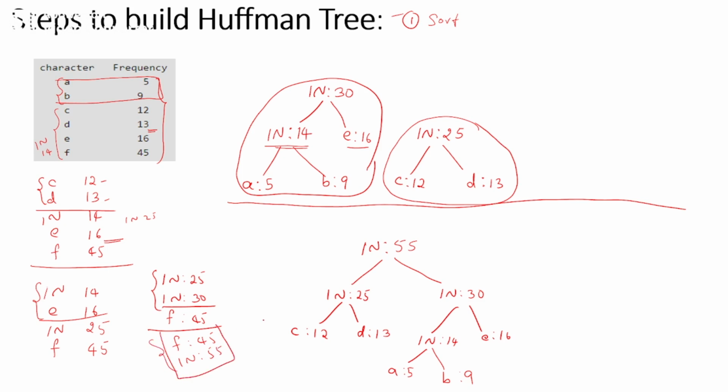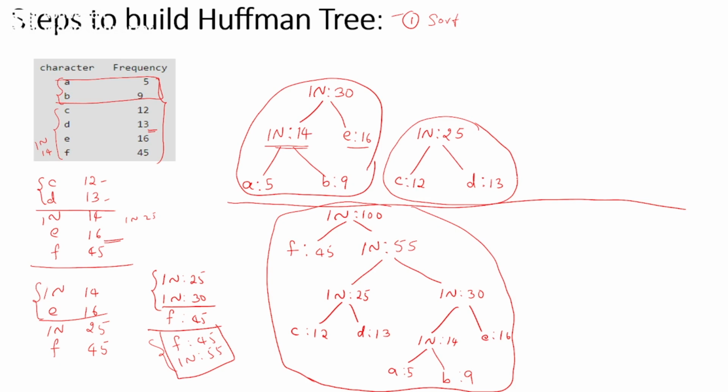I will select these two now, F45 and inner node 55. F45 comes before inner node 55, so I need to write it in the left side. So I will write it here, F45. Then I am going to connect these two. I will get one more inner node with 100 as the value. So this is my Huffman tree. This is how we are going to build the Huffman tree.